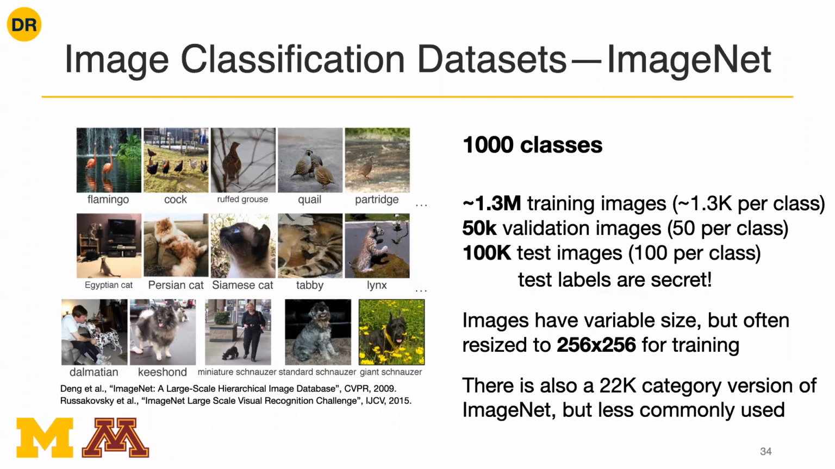And there is also a different version of ImageNet. For instance, you have 22,000 categories, which is not often used. But you will hear ImageNet in the literature, or whenever you go to a computer vision talk, this might come into the picture.